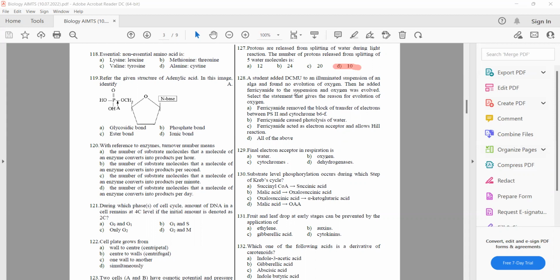We know oxygenic photosynthesis and anoxygenic photosynthesis. In oxygenic photosynthesis, you can see the oxygen will be the byproduct. So same case. When the student added ferricyanate, there was oxygen, right? So oxygen evolved. Here you can see the ferricyanate acts as an electron acceptor and allowed the Hill's reaction there.